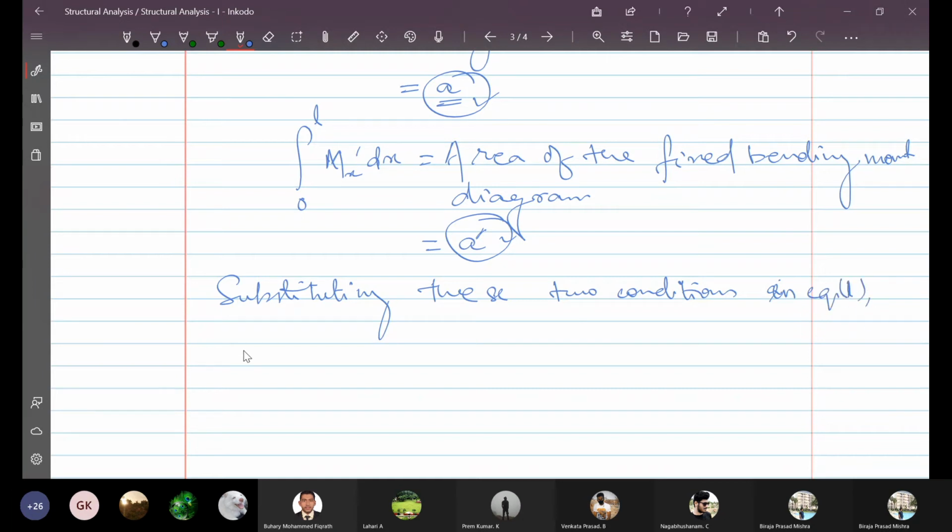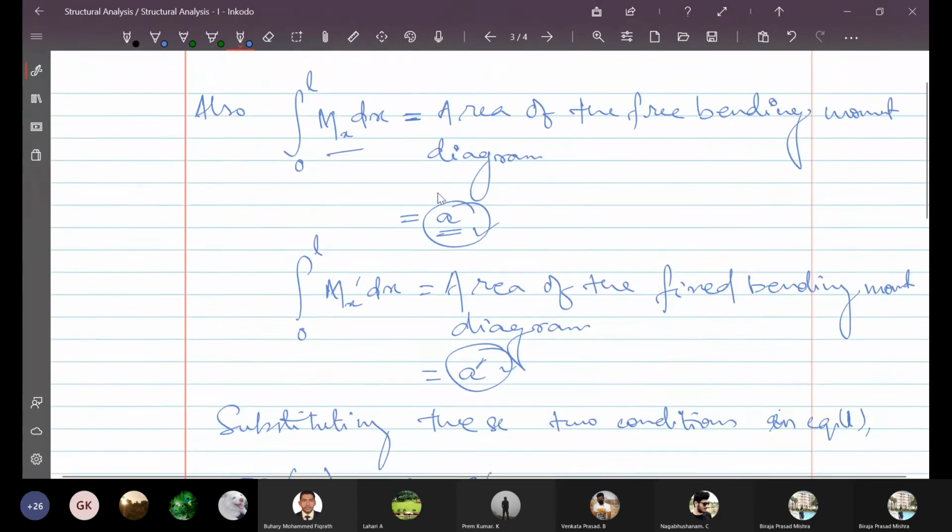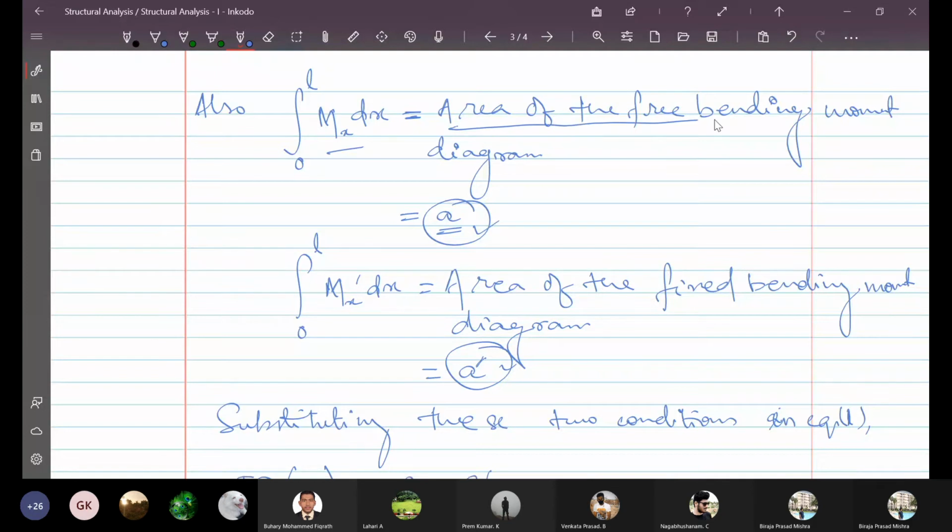In equation 1, can I write EI into 0 equals A minus A dash? Anything multiplied by 0 becomes 0. This implies 0 equals A minus A dash, so A equals A dash. Now, what does this mean? If A equals A dash, it means that the area of the free bending moment diagram and the area of the fixed bending moment diagram are equal.